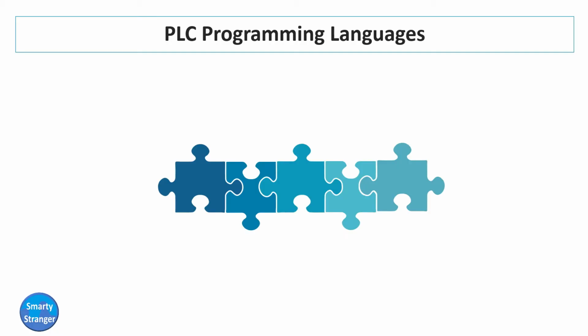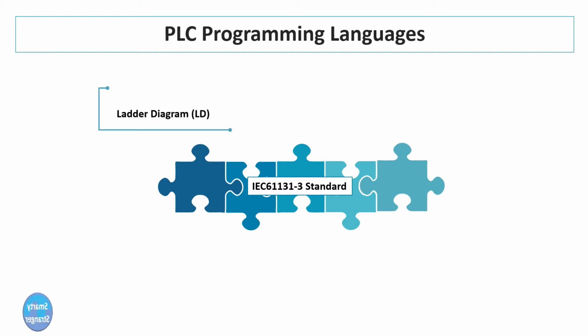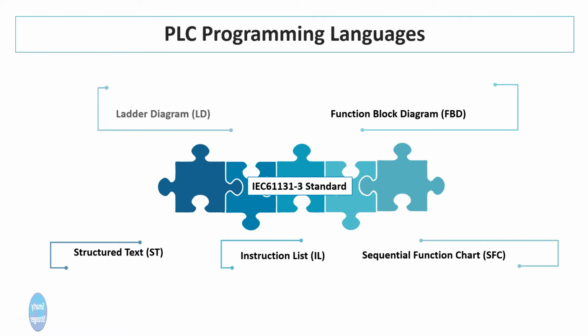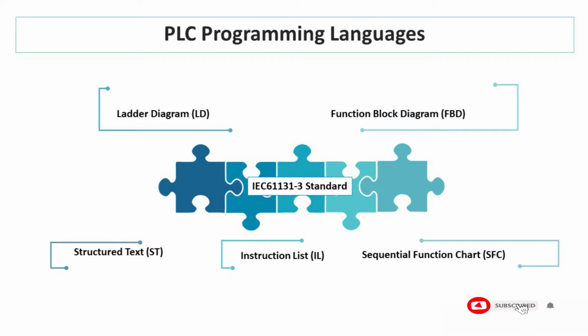In PLC programming, some different languages are used. Some of them are officially recognized by the IEC, International Electrotechnical Commission, in the IEC 61131-3 standard. These languages are ladder diagram, function block diagram, structured text, instruction list, and sequential function chart. In this video we will learn about what is ladder diagram. If you're a beginner, then you should start with this language. For more information on PLC languages, see our videos.